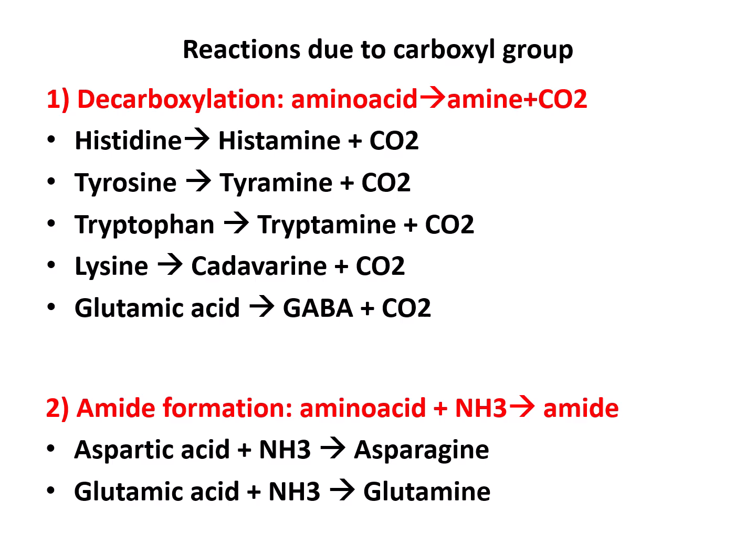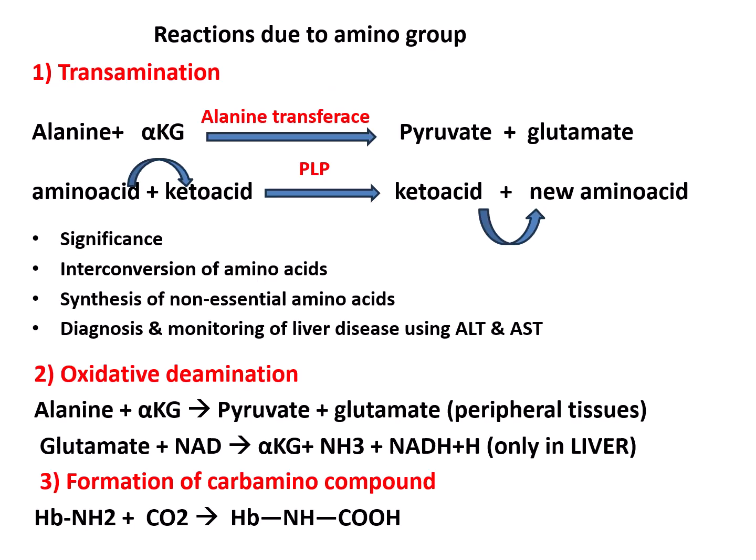Glutamic acid undergoes decarboxylation to form GABA, an inhibitor neurotransmitter. Next is amide formation, where an amino acid reacts with ammonia to form the respective amide. Aspartic acid reacts with ammonia to form asparagine. Glutamic acid reacts with ammonia to form glutamine.